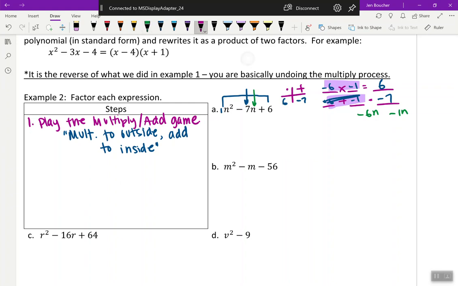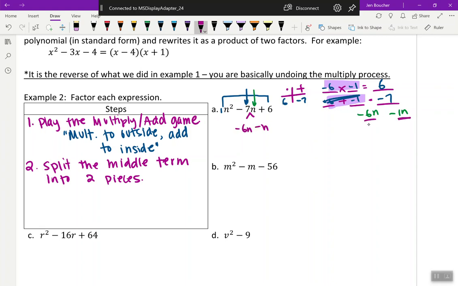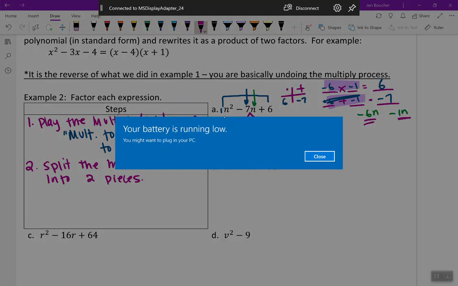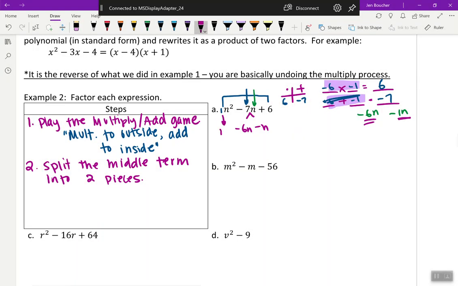And step 2 is to split the middle term into 2 pieces. So if you split that middle term into 2 pieces, how many terms would you have total in this expression? 4. So this becomes -6n and -n. We get that from the two numbers we got from the beginning. Great. This n squared just comes down, and this 6 just comes down.